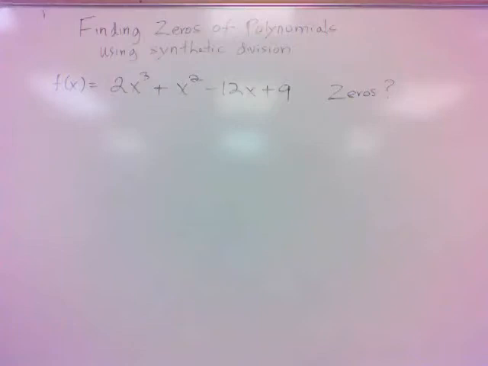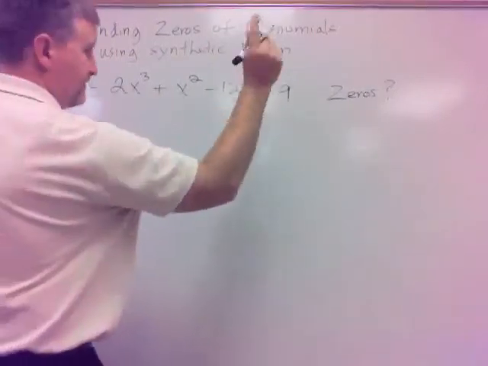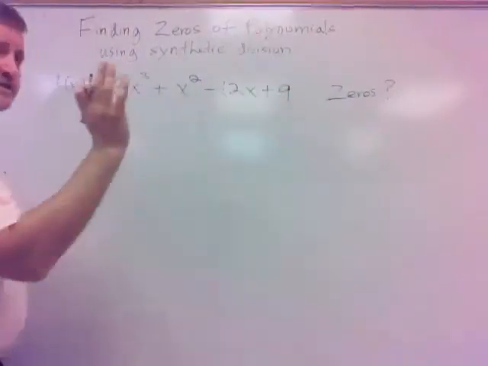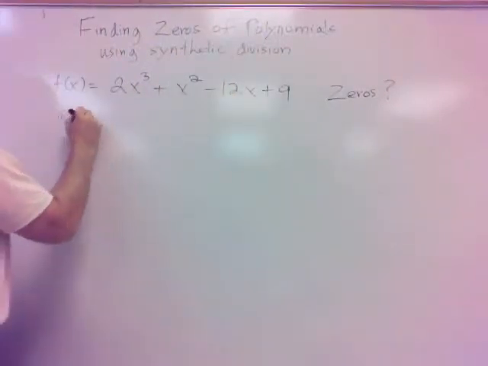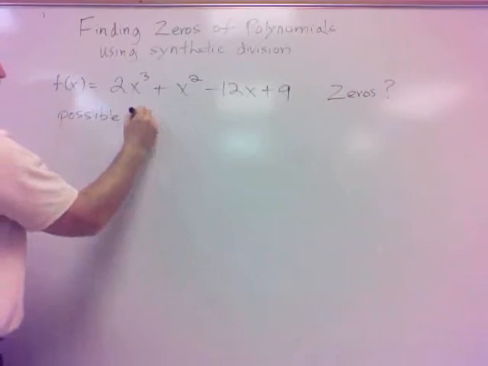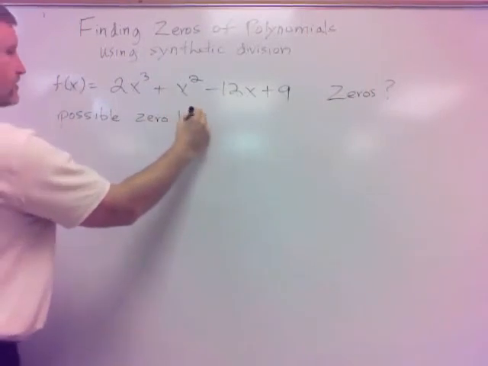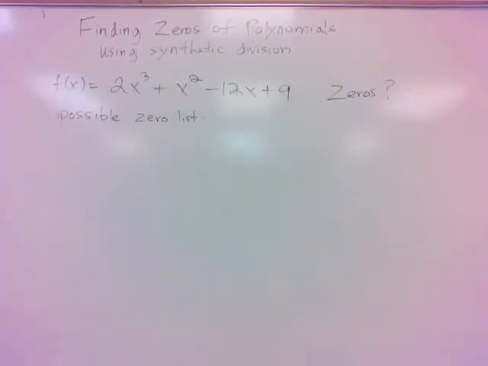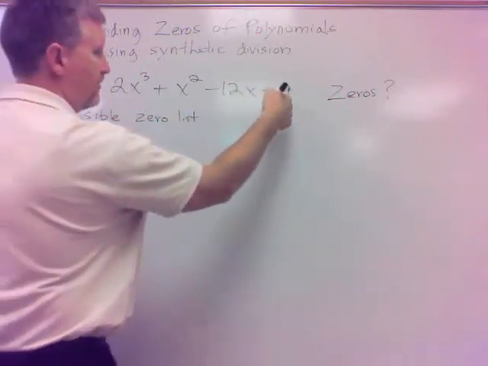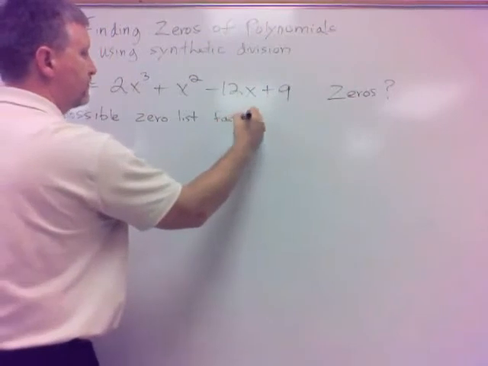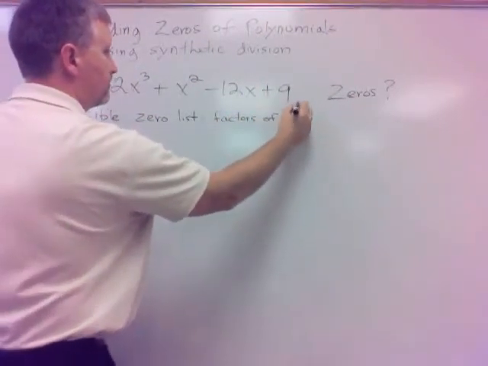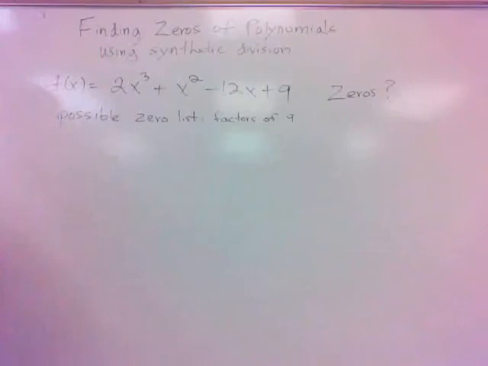However, using some of the things we learned on the last one there, what we know is that if I find a zero that's an integer, it's going to be a factor of this. So here's what we can do with that. Let's make a possible zero list. Because it turns out the possible zero list, on that list, we need factors of 9 as some potential of zeros.